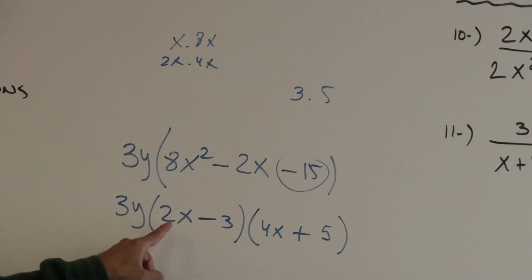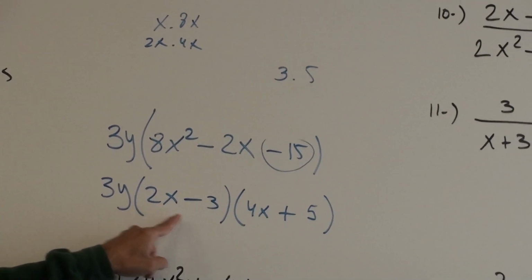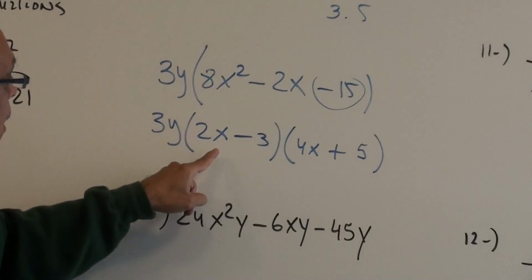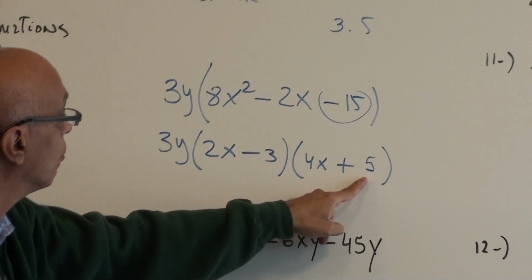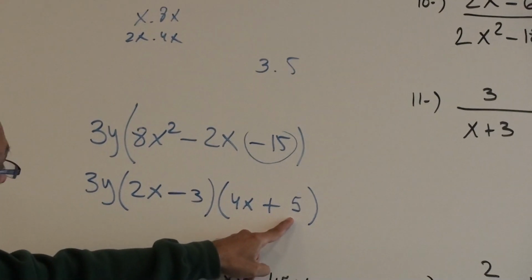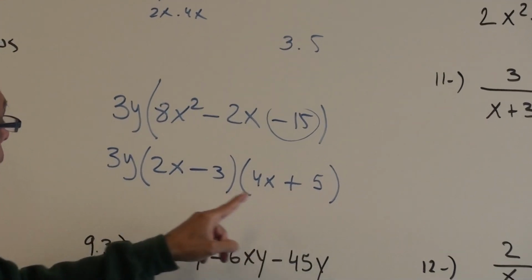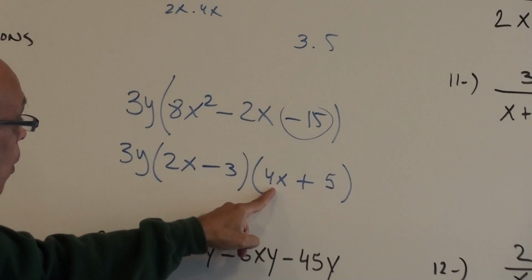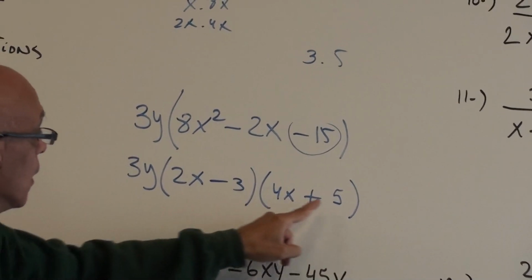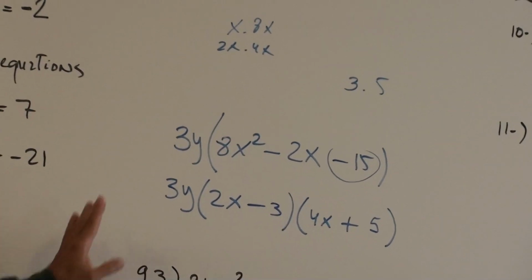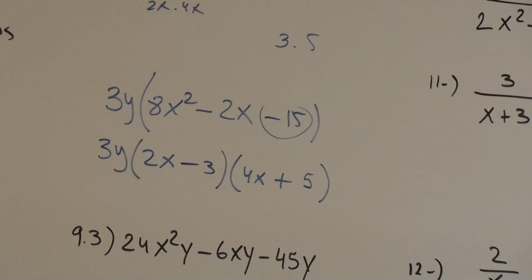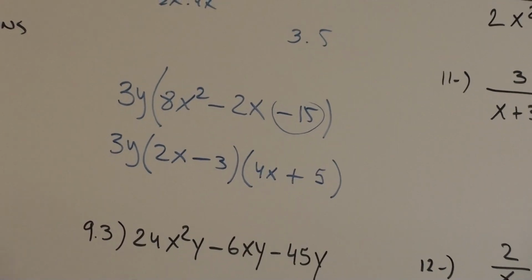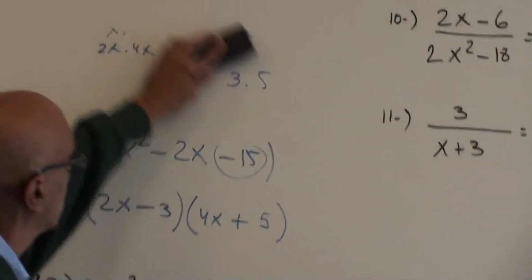So now I see 2x times 4x is 8x squared, 2x times 5 is positive 10, then negative 3 times 4 is going to be negative 12, and then negative 15, so that's a good match. So that's how you get this one done. Is that okay? Okay, let me erase this, so I don't get confused.